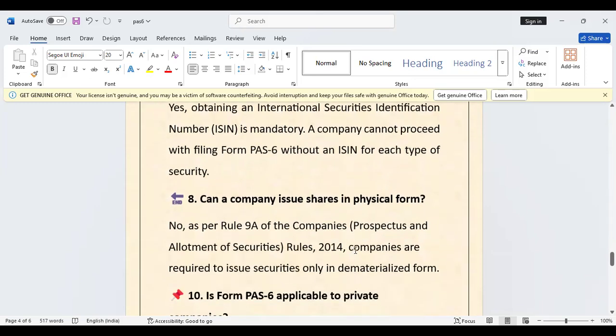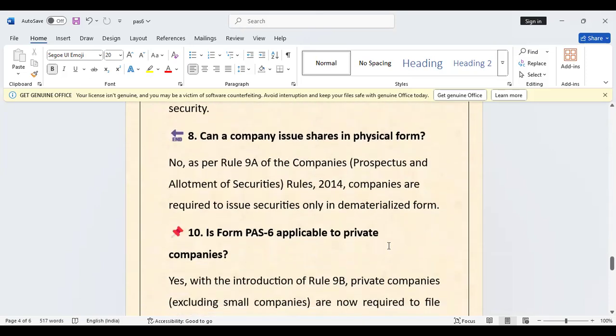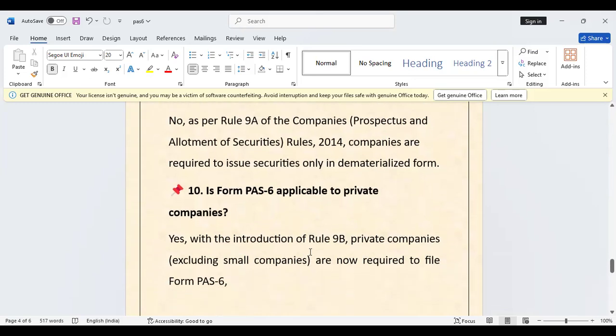Can a company issue shares in physical form? As per Rule 9A of the Companies (Prospectus and Allotment of Securities) Rules 2014, companies are required to issue securities only in demat form. That applies to public companies, and for private companies, the time for dematerialization is extended for certain private companies. The last date is 30th June 2025. Is Form PAS-6 applicable to private companies? Yes. With the introduction of Rule 9B, private companies excluding small companies are now required to file Form PAS-6.